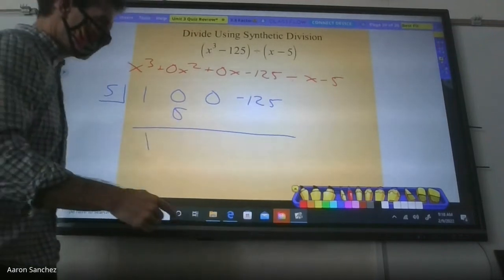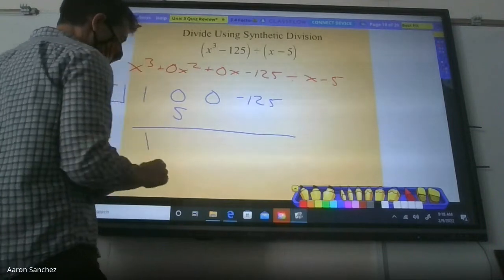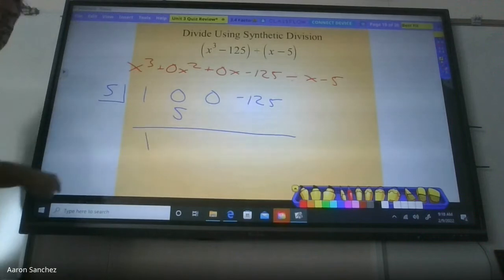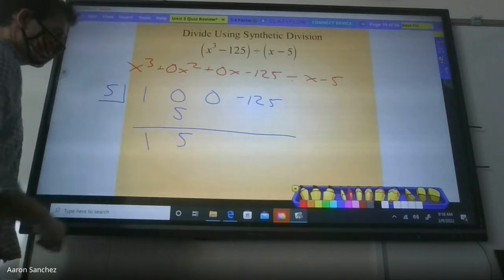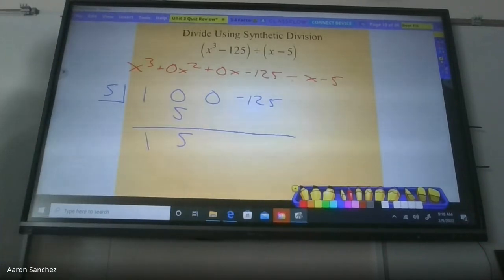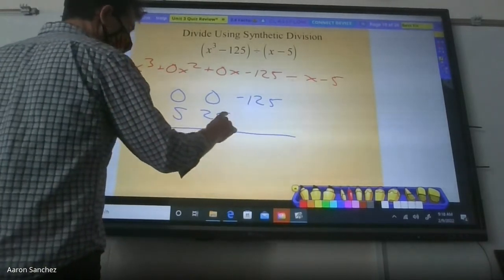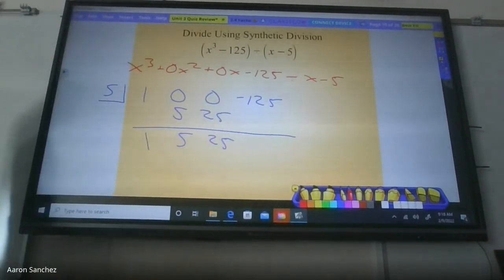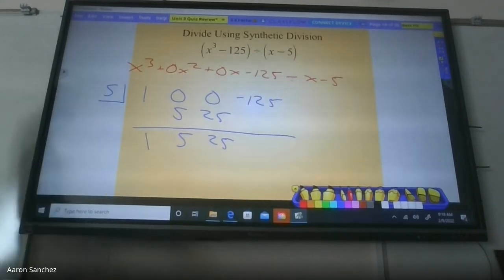That's better. Okay, see how I got the 5? Then what's this number going to be down here? 5. Because you add them, right? What's this number going to be here? Multiply. 5 times 5. Oh, 25. Then add. Then what's this number? Well, how do you get it? 5 times 25, which is 125.